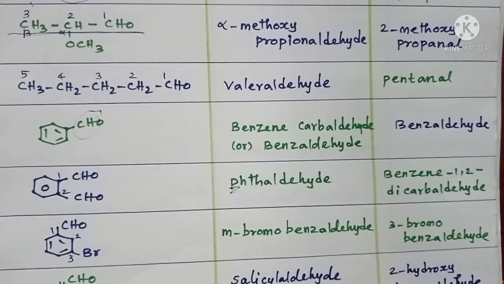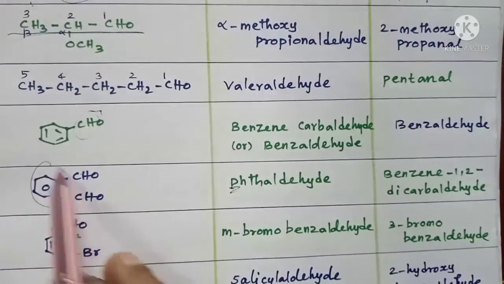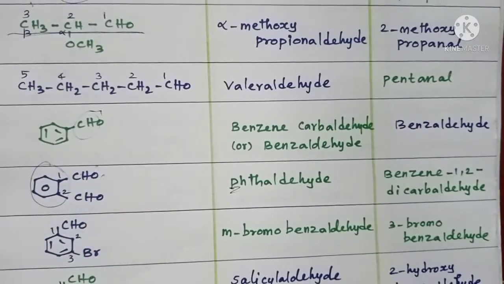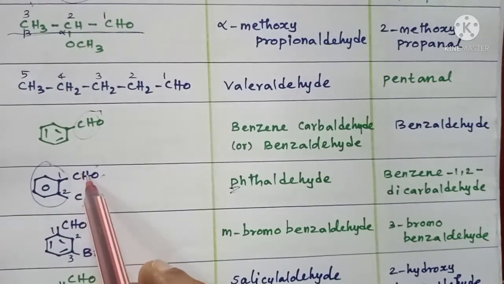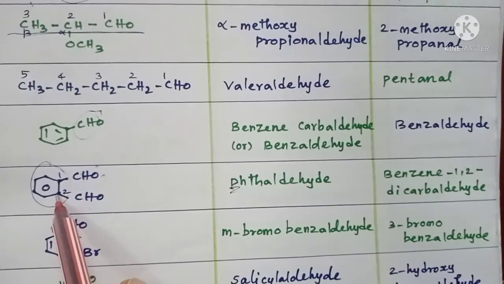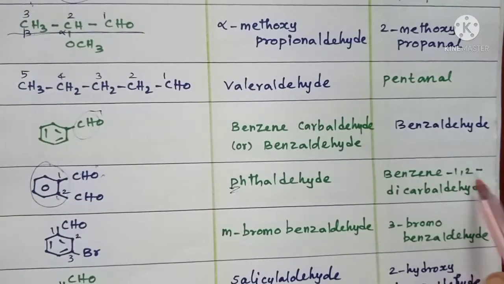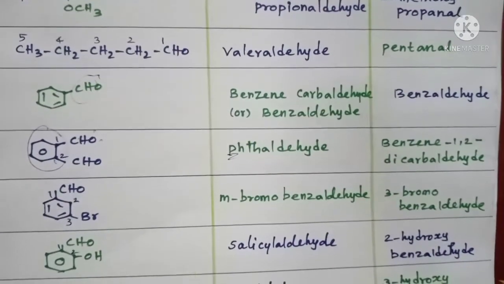Okay, right. Now, it's nothing but a benzene in which there are two aldehyde groups, isn't it? So this is supposed to be called benzene dicarbaldehyde. When you give numbers, one aldehyde group is at first carbon, another one at second carbon. So benzene-1,2-dicarbaldehyde. That is the IUPAC name of this phthaldehyde. Okay, right. So next, look at the next compound.